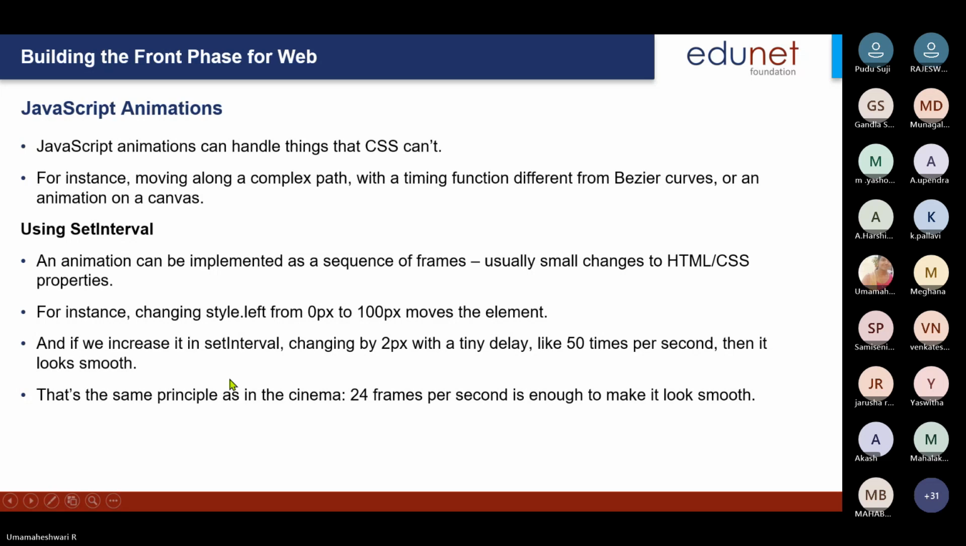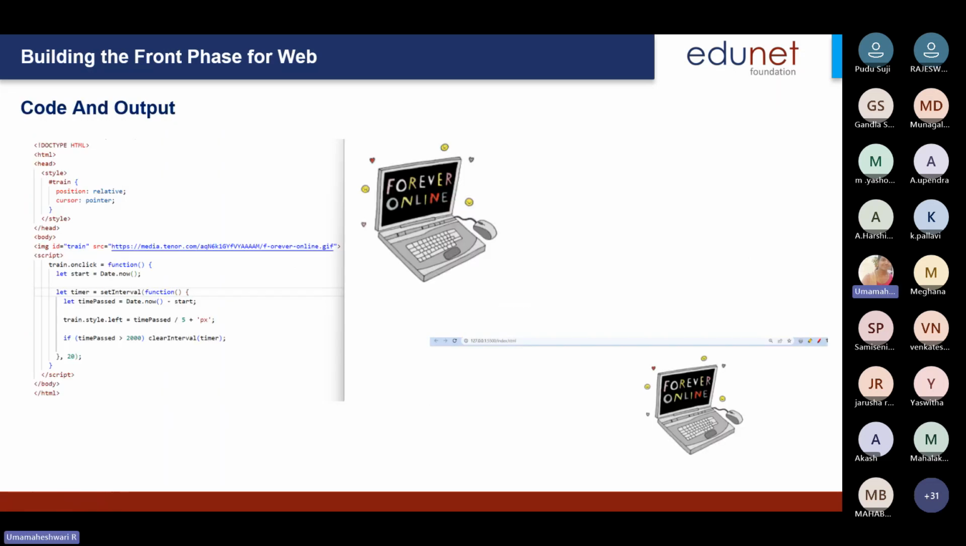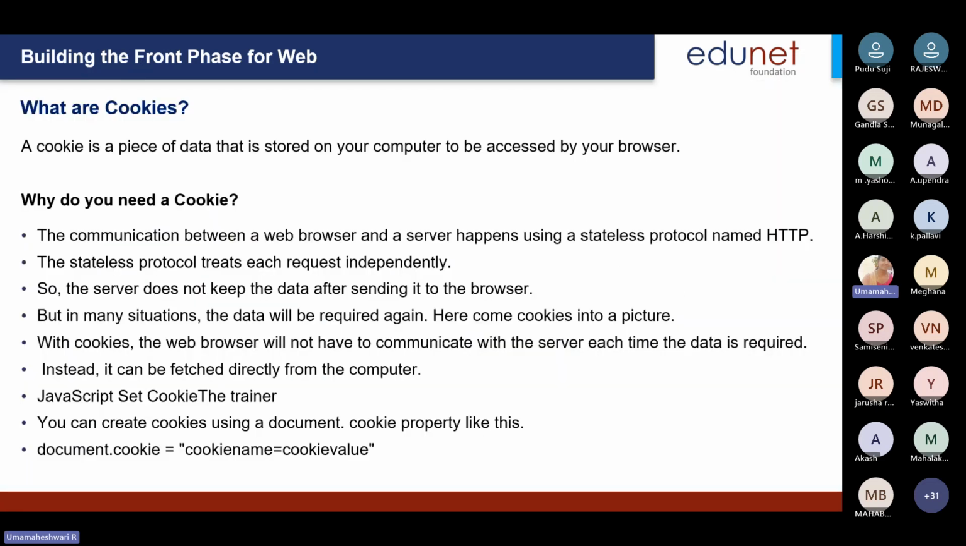So how is each and every frame going to perform? Here we can give a duration and the delay. The delay is, for example, the tiny delay like 50 times per second. The same principle as in cinema: 24 frames per second. Per second, how many frames? 24 frames is enough to make it look smooth. So that was how it performs in cinema. Now let's see the code for JavaScript.